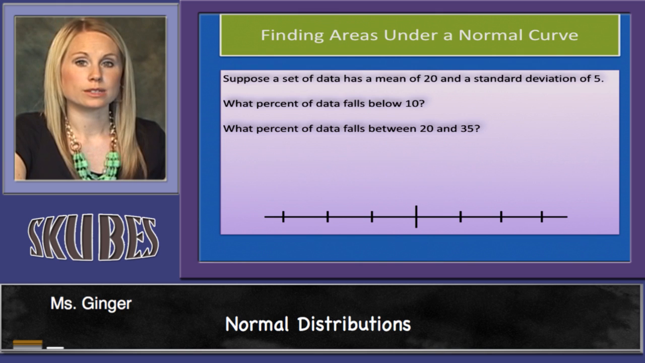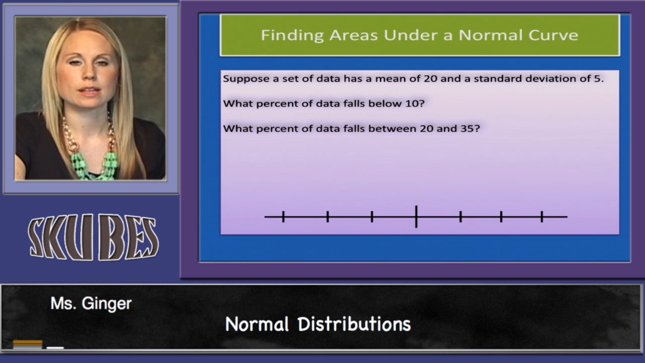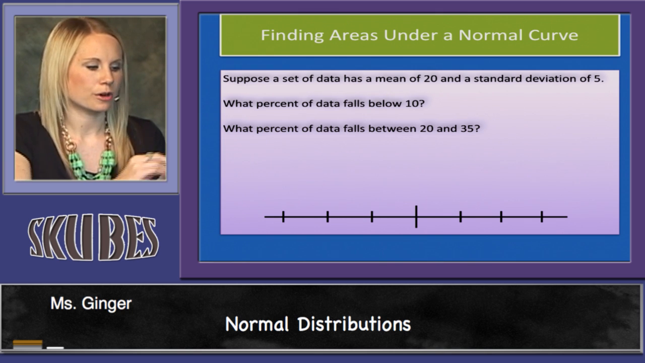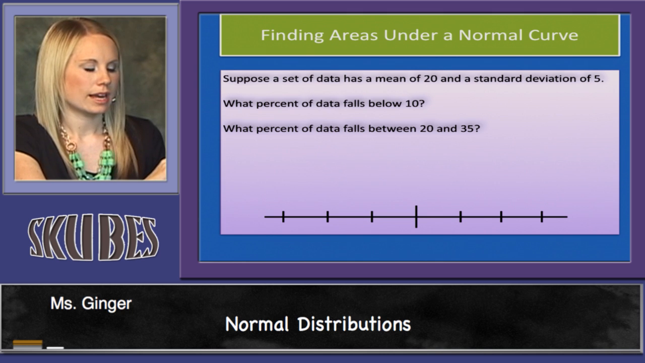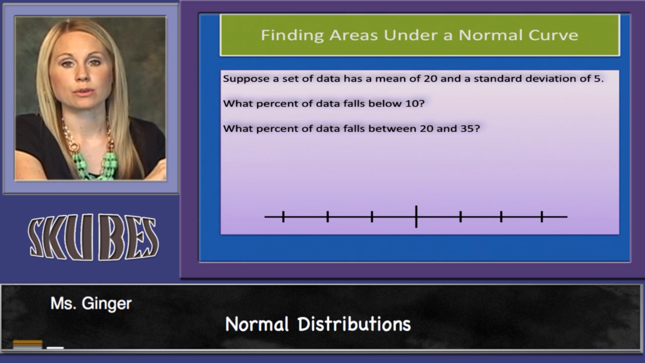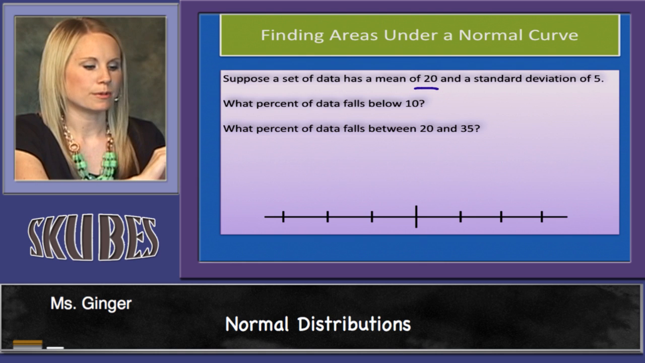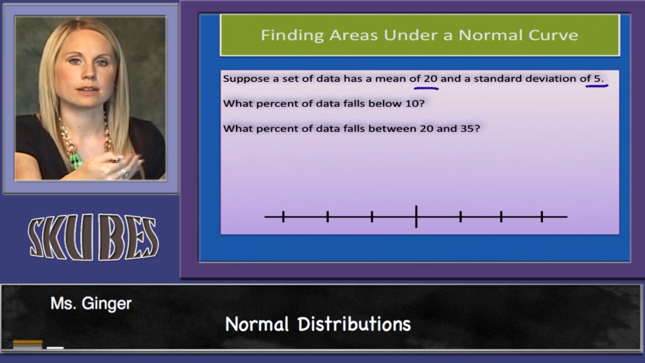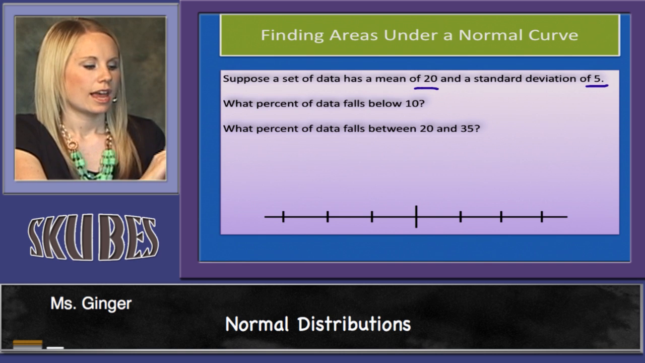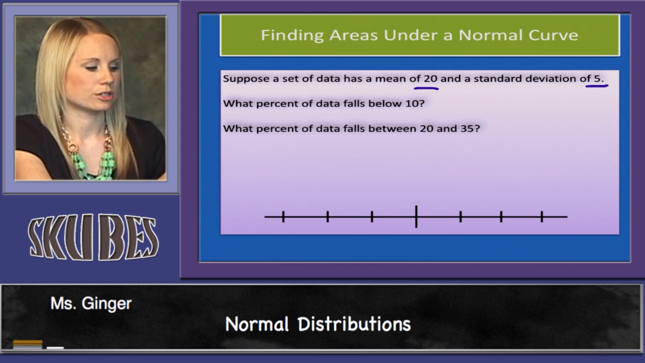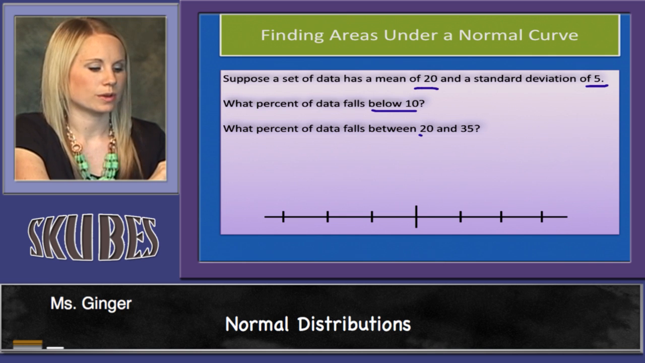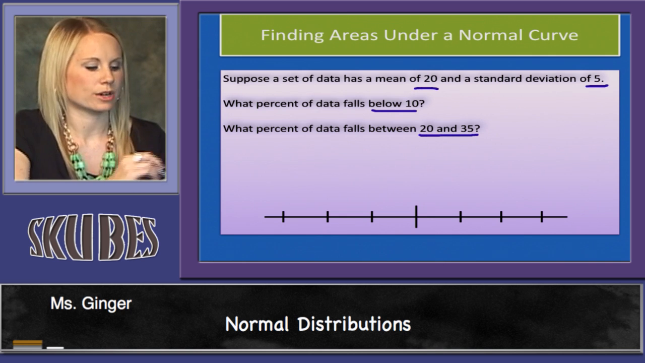So we're going to look at an actual example that involves a normal curve, something that we may be asked to do involving the normal curve. So I have a problem here, and suppose we are given the mean value, and we can see that that's 20 in this problem, and a standard deviation of 5. So some set of data has a mean of 20 and a standard deviation of 5. And suppose we're asked to find a couple of intervals of percentages. What percent of data falls below 10? So we'll look for that. And then what percent of data falls between 20 and 35? So we're going to answer each of these questions.